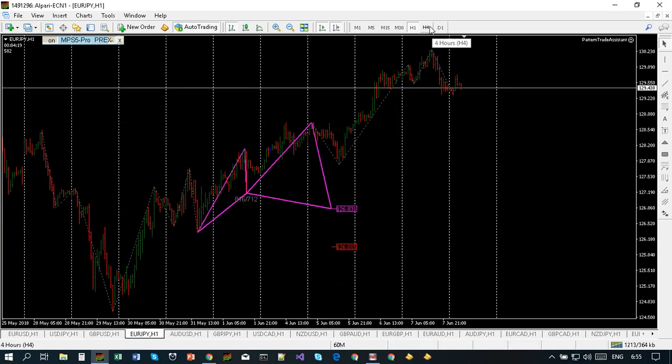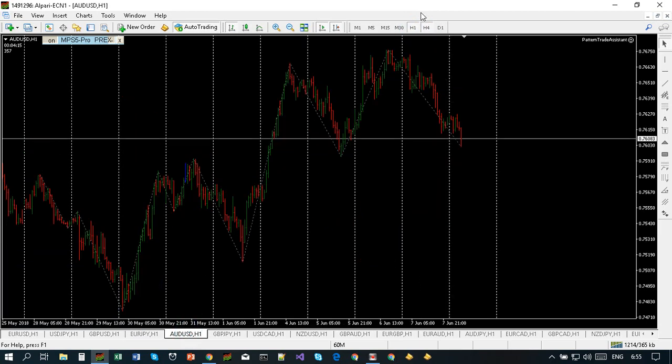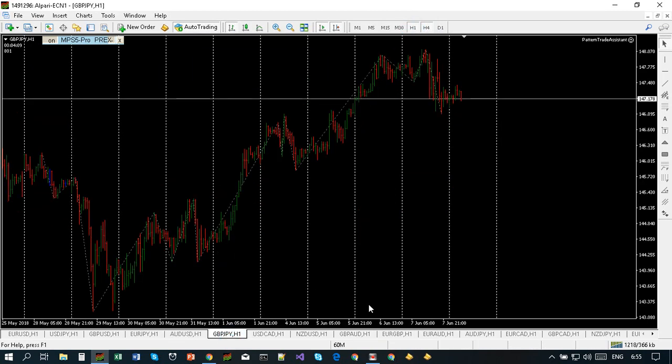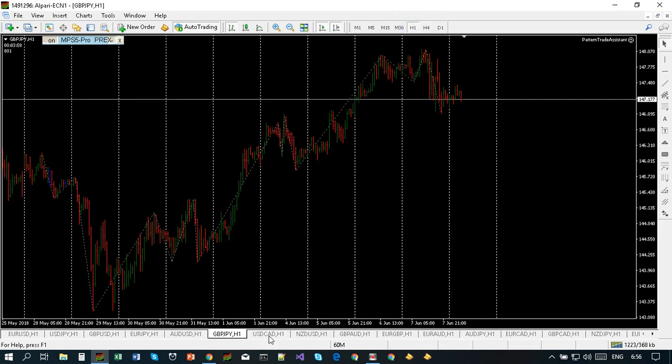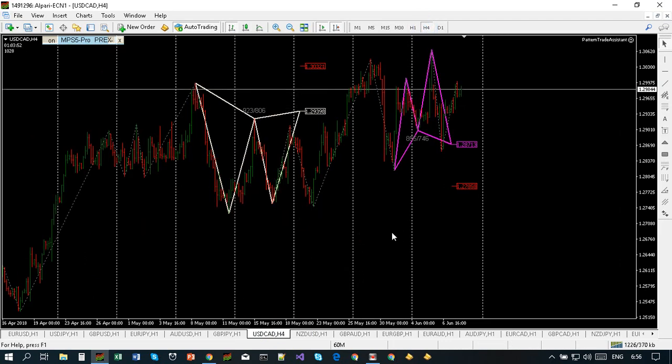Okay, let's go next. Euro yen 1 hour, 4 hour, nothing here. Aussie dollar 1 hour, 4 hour, nothing here. The identification part is very simple when the preparation is done, when you have this software, or when you backtested the patterns and you have trained your eyes to identify these patterns automatically. Your eye is trained well, so you're acting like a robot.